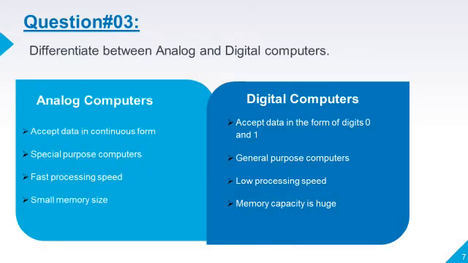Now we have our question number 3, which is differentiate between analog and digital computers. What are analog computers? Analog computers accept data in continuous form, whereas digital computers accept data in the form of zeros and ones. So we can say that analog computers are continuous and digital computers are not continuous. Analog computers are special purpose computers and digital computers are general purpose computers.